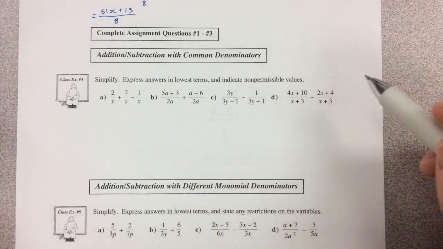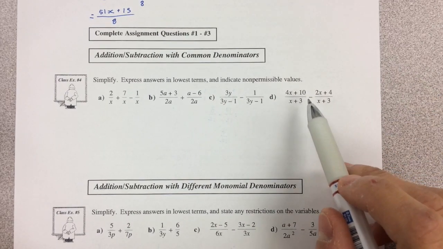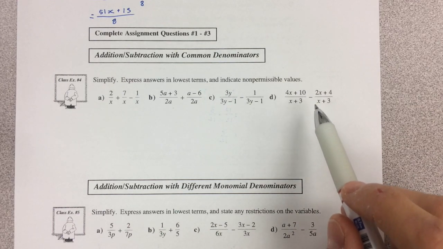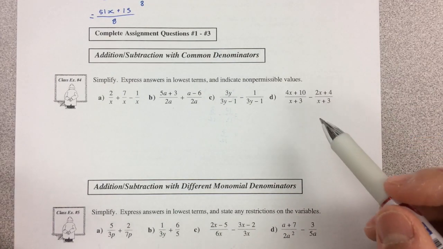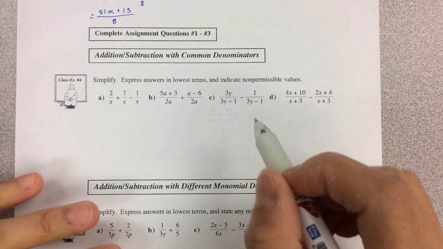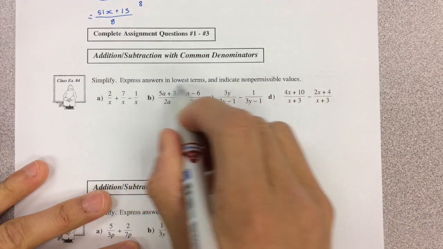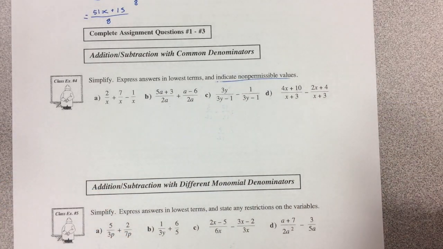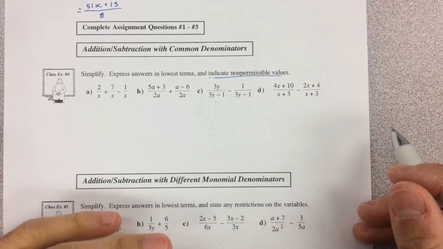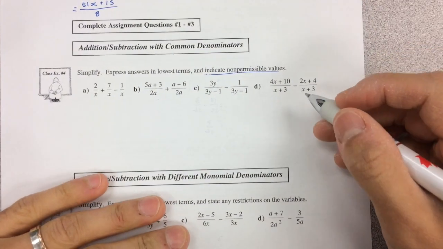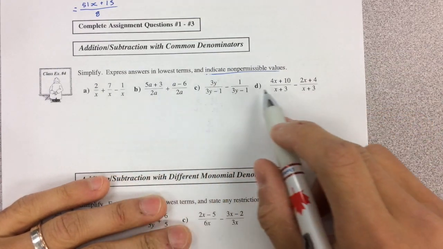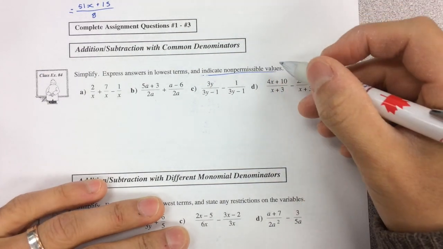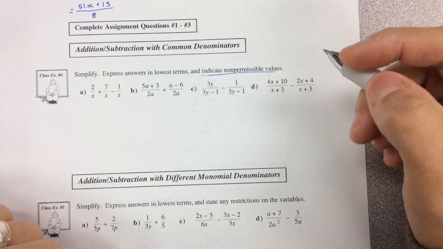Alright, in this next example, I'm gonna do this one over here just because it might be the most intimidating because it's the longest, but the actual process is not going to be different. The only difference is where we're indicating non-permissible values. So the values that x or whatever variable we're working with cannot be equal to. Now in all these cases, we already are working with a common denominator. And so all we got to do is begin by simplifying the expression.